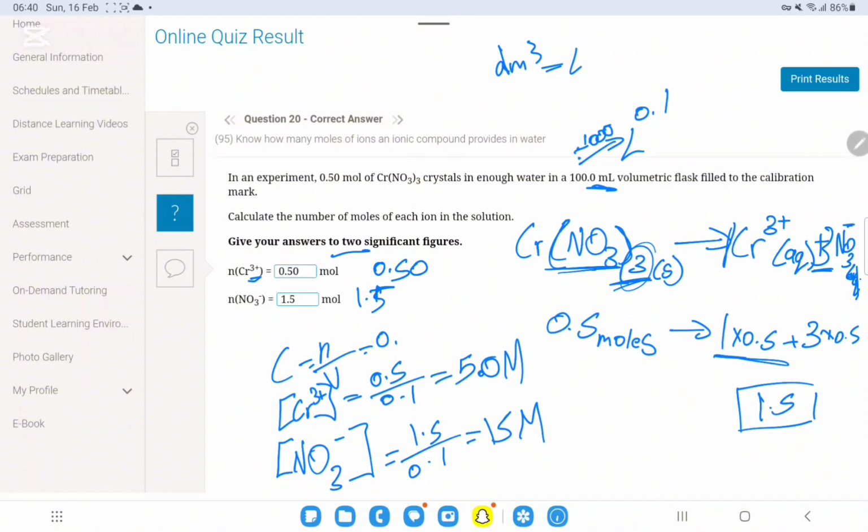So here in this question they asked for the moles. This part is the moles, and if they ask for the concentration, this is how you get it, using C equals N over V. They did not ask for the concentration, so again for this question only the moles.